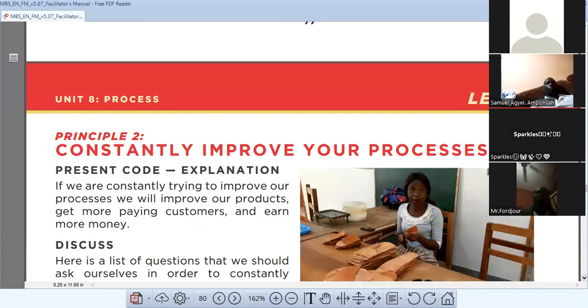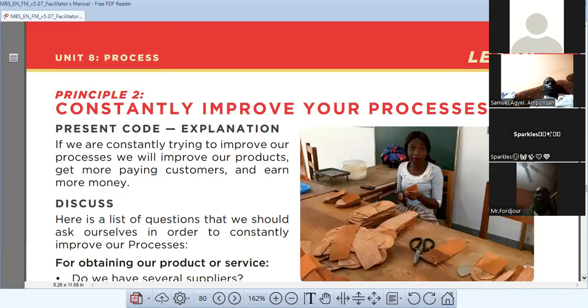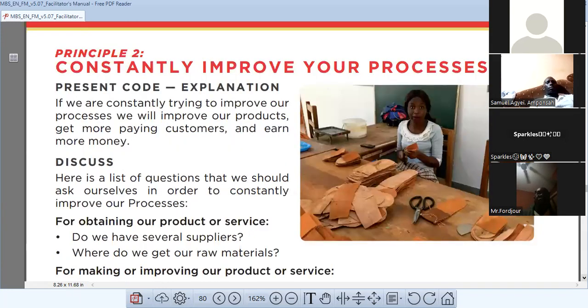Okay, so what is very important in a business is to find ways to constantly improve the process. If we are constantly trying to improve our process, we will improve our products, get more paying customers, and earn more money. So you can see that lady. Okay, so this is what she's doing. I could actually talk about a lot of kinds of businesses with processes, but you can think of the way that you can improve the process of your business.